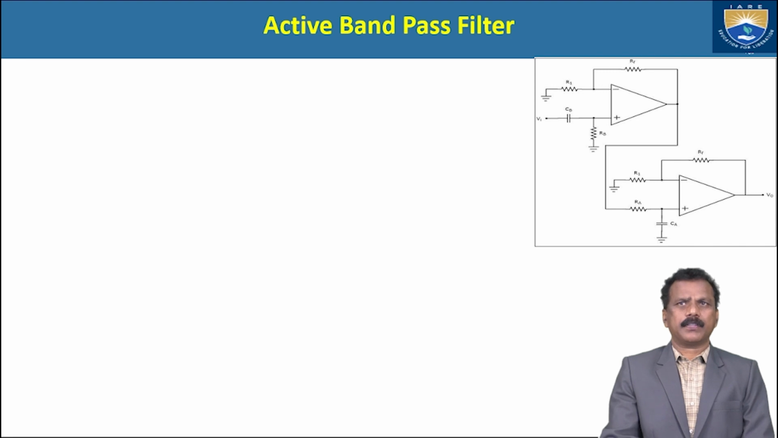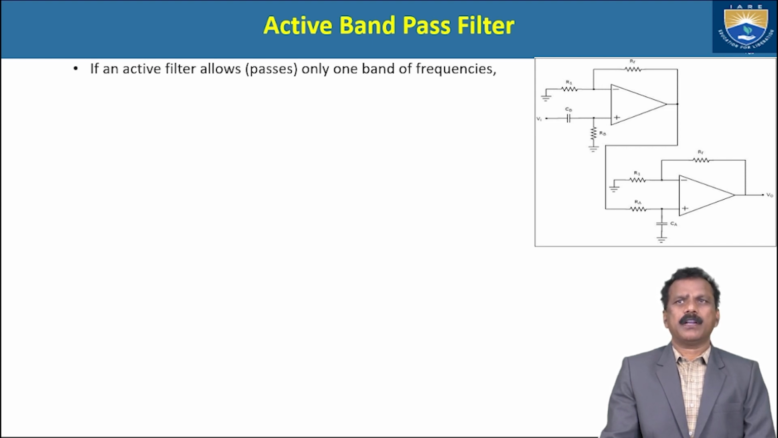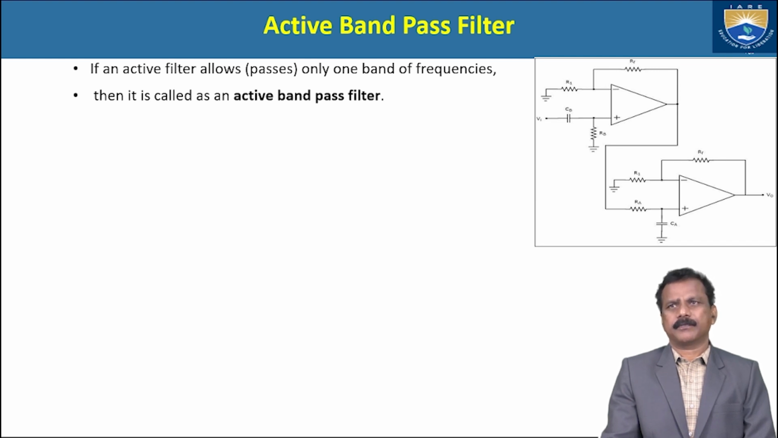Okay, next coming to the active band pass filter. If an active filter allows only one band of frequencies, then it is called an active band pass filter. So if an active filter passes only one band of frequencies, then it is called an active band pass filter, with the help of this simple circuit diagram.